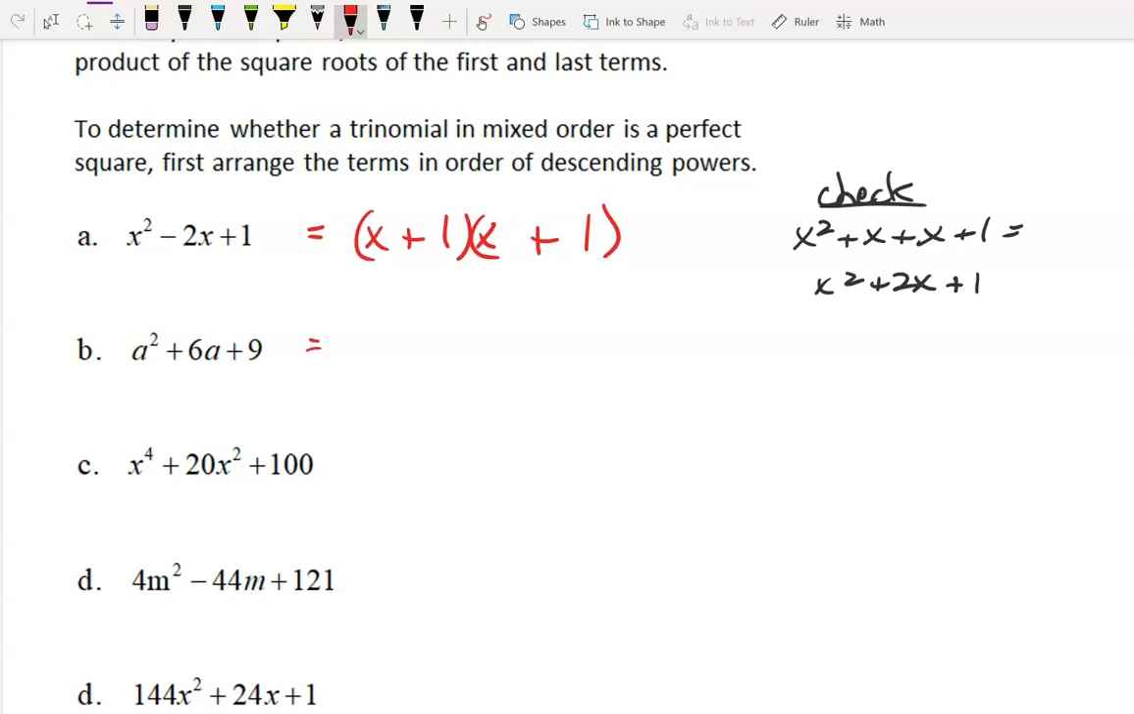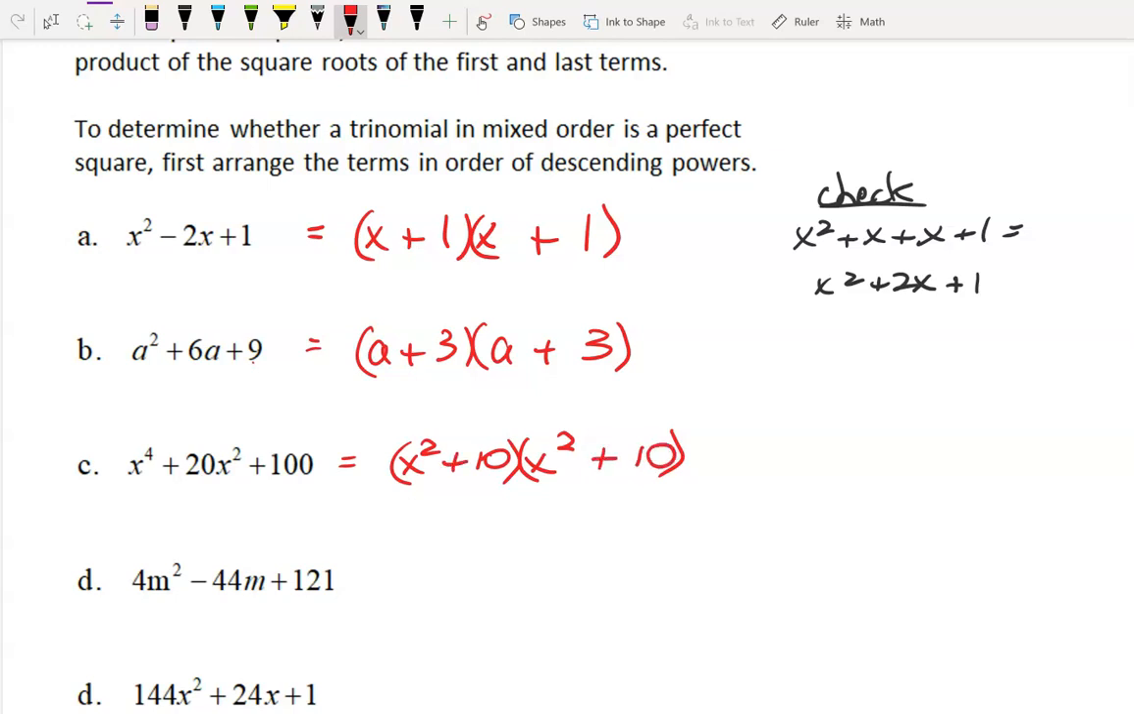Okay, let's try the next one. Do you see the perfect squares? A squared, a and a, 9, 3 and 3. Remember I told you this won't always work, but boy, it sure does a lot, like most of the time. Okay, let's check the next one. X to the 4. Is that a perfect square? Yes, it is, because x squared times x squared is x to the 4th. And 100? 10 and 10? Plus, plus.